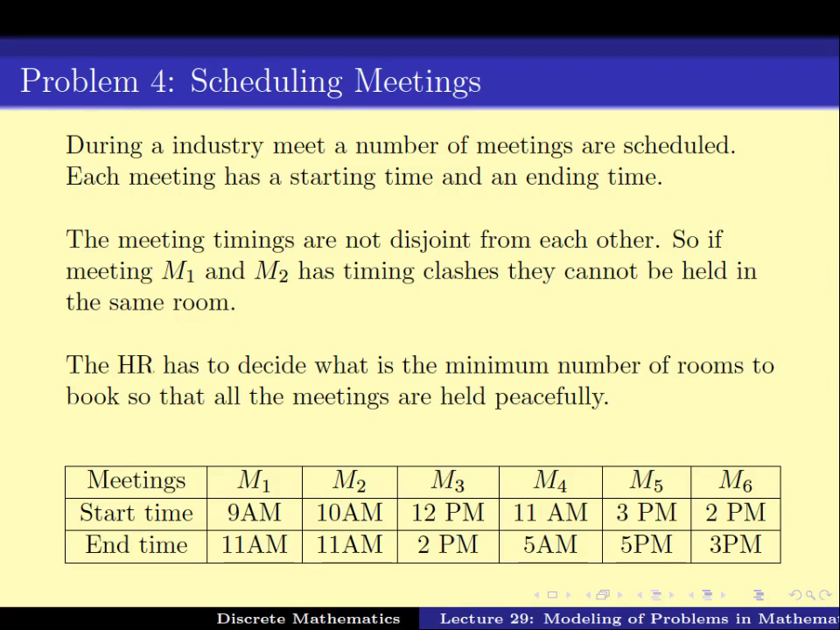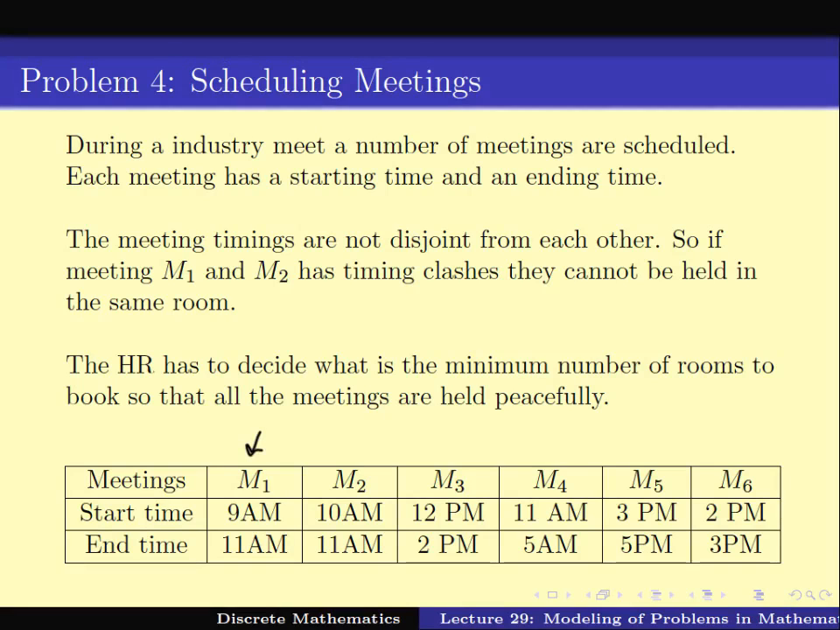The fourth problem is a problem that industry HRs have to decide. When meetings have to be scheduled, they have to book hotel rooms for various meetings. So here is a list of meetings that will happen. There is meeting 1 that will start at 9 a.m. and end at 11 a.m. Meeting 2 starts at 10 a.m. and ends at 11 a.m.